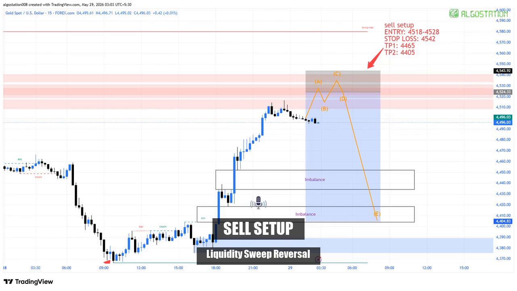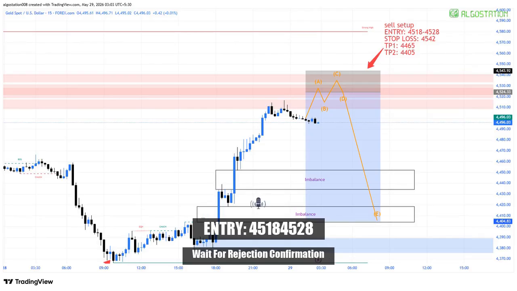The first setup is the bearish scenario. We want price to engineer a liquidity sweep above current highs and enter deep into the premium supply zone. The ideal short entry sits between 4,518 and 4,528 after a strong rejection candle or bearish displacement confirmation on the 15-minute chart. The stop loss should remain above 4,542 because a clean break and acceptance above that level would invalidate the bearish distribution thesis completely.